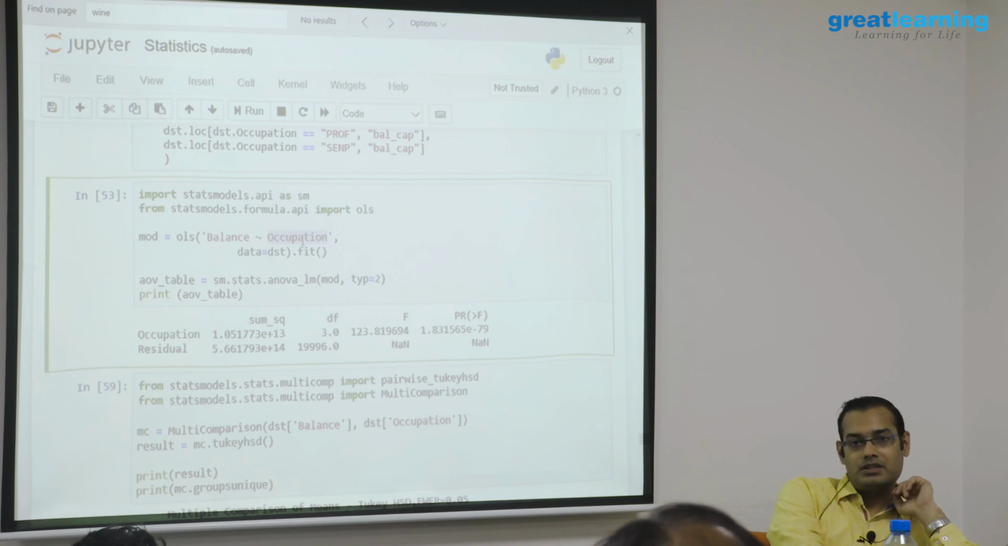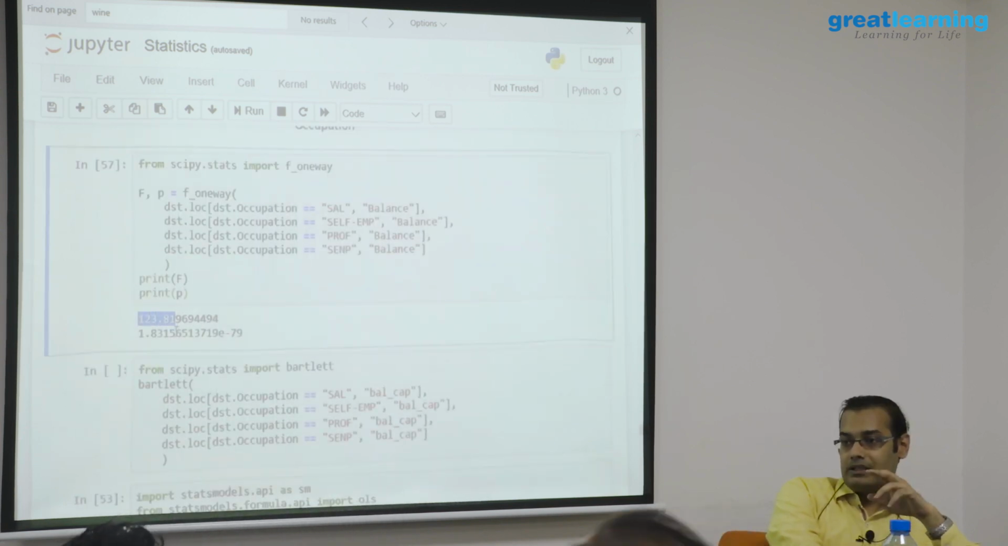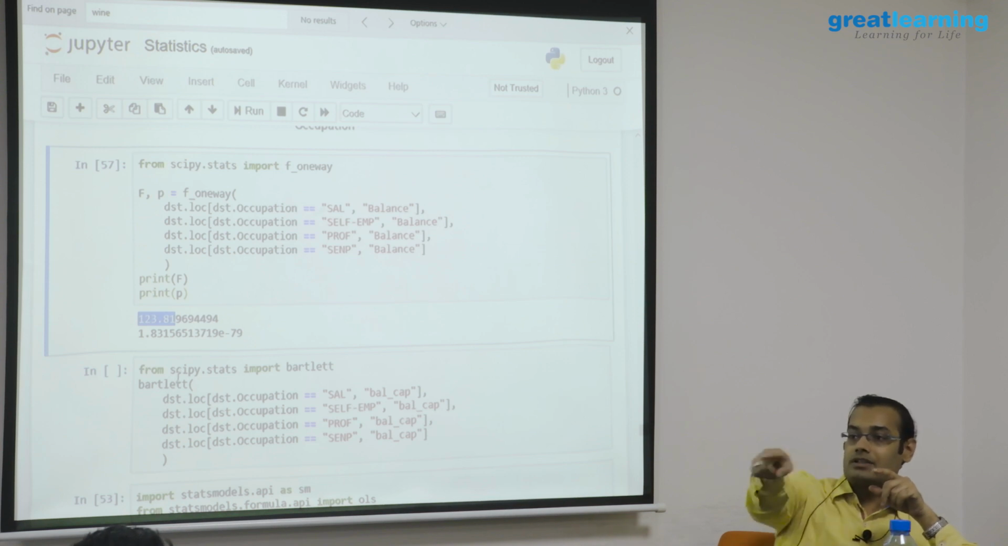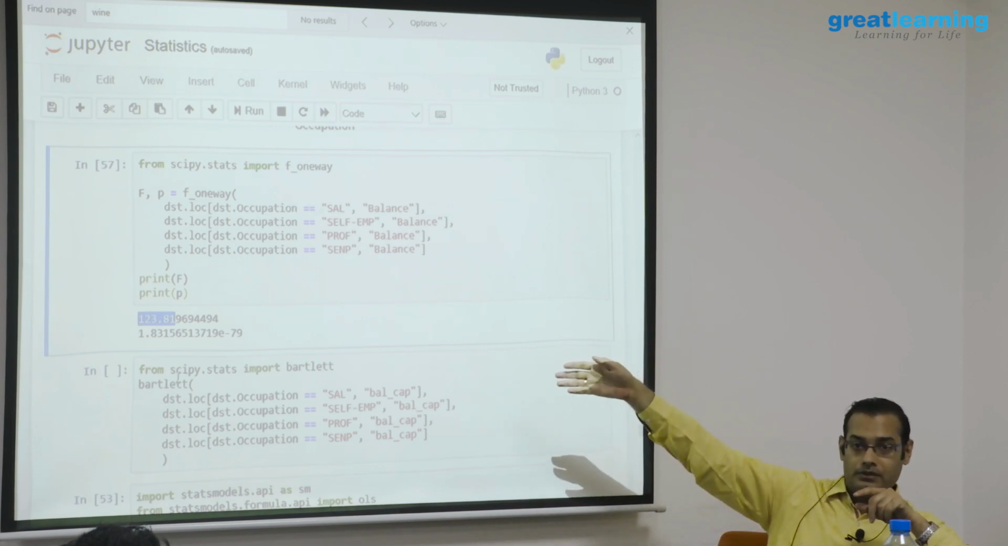Once I fit a linear regression, I see what F value is coming on the regression. This value which you got, 123 here, the same F value 123 you are getting. So when you run a linear regression, simple linear or multiple linear, one of the outcomes of the linear regression is the F test outcome. Okay, and that's what I was trying to explain: why can't we directly apply Tukey HSD? Why do we need to go to ANOVA?